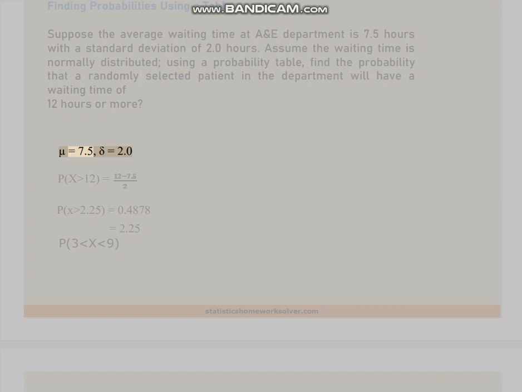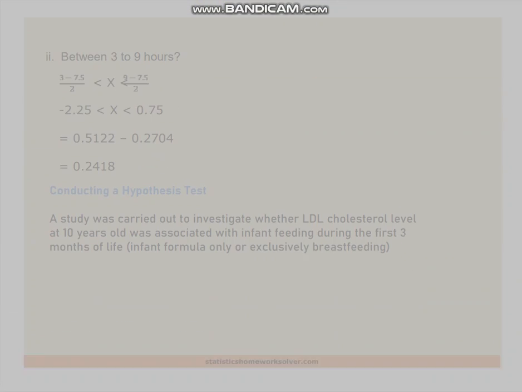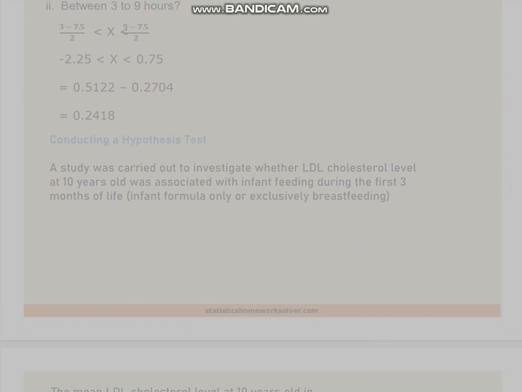Mu equals 7.5, sigma equals 2.0. P(X greater than 12) equals P(Z greater than 2.25) equals 0.4878. P(3 less than X less than 9): between 3 to 9 hours? Z between minus 2.25 and 0.75 equals 0.5122 minus 0.2704 equals 0.2418.